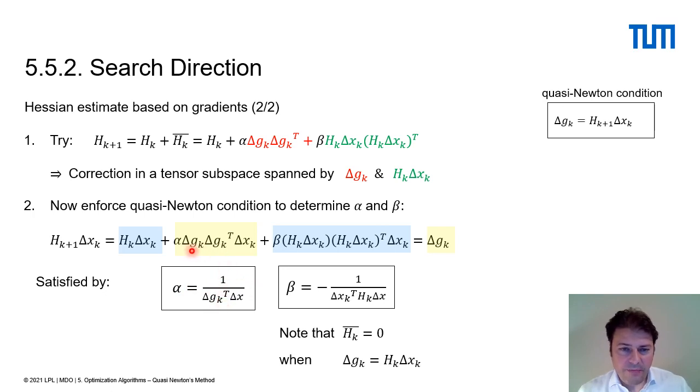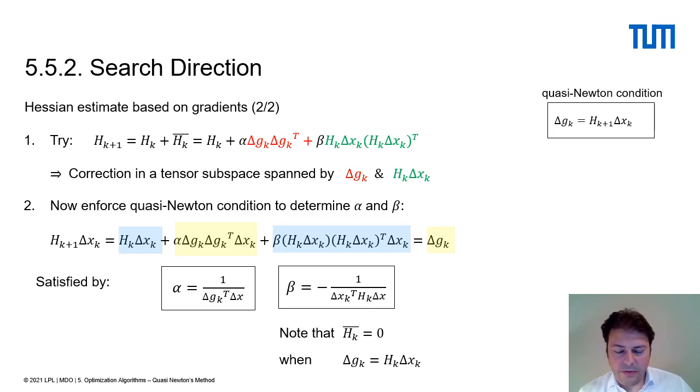So what you see here is the dot product between these two vectors, which is a scalar, and if you choose alpha to be 1 divided by this scalar value, then you just have delta gk equals delta gk. So by choosing alpha to be this expression and beta to be this expression, you ensure that the quasi-Newton condition is satisfied, and therefore this is a meaningful update.